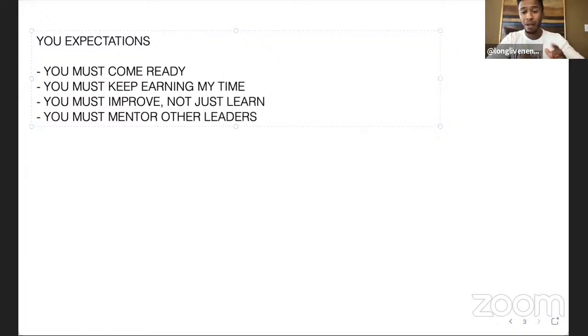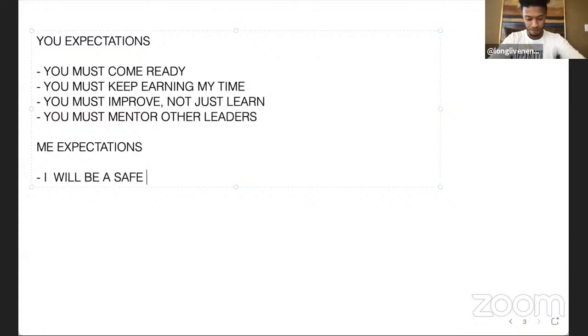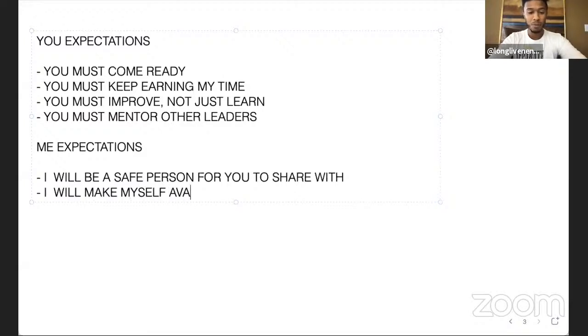So from now on, when anybody wants to get mentored by me, these are the expectations that I'm going to be setting, right? Now, my expectations. What are you guys going to get from me, right? Well, number 1, I will be a safe person for you to share with. You can trust me. You can share anything with me. I will make myself available. I will give you my best.